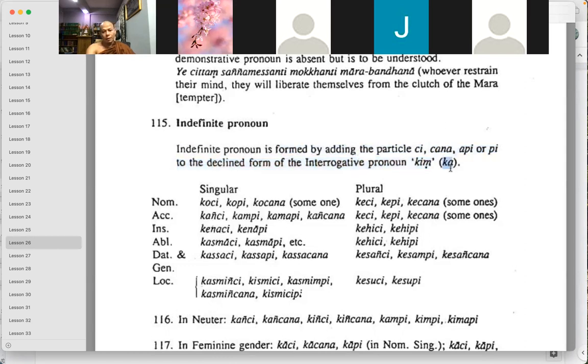That means partially ka is declined, and after that ci is added. You see here, ko already declined, and after that ci, koci, and ko pi, and ko cana. And kam ci, and kena ci, and kassa ci, kasmim ci, kesam ci, kesu ci, and so on. Already declined, and after declension what came? We added ci. At that time we have the indefinite pronoun.